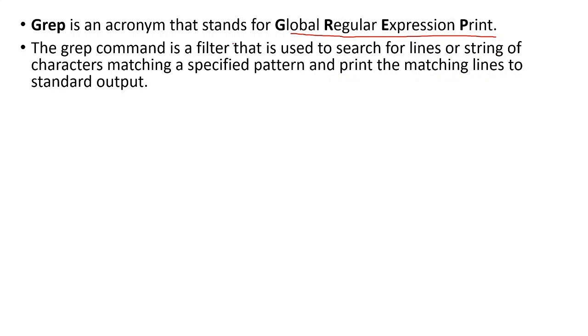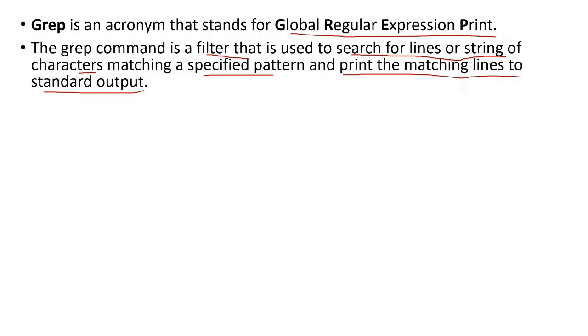The grep command is one of the most powerful commands of Unix and Linux, because it is very famous. Using this command you can search and filter a lot of patterns, and there are also various options with this command. So we'll see this. The full form of grep is global regular expression print. The grep command is a filter that is used to search for lines or strings of characters matching a specified pattern, and it prints the matching lines on the standard output.